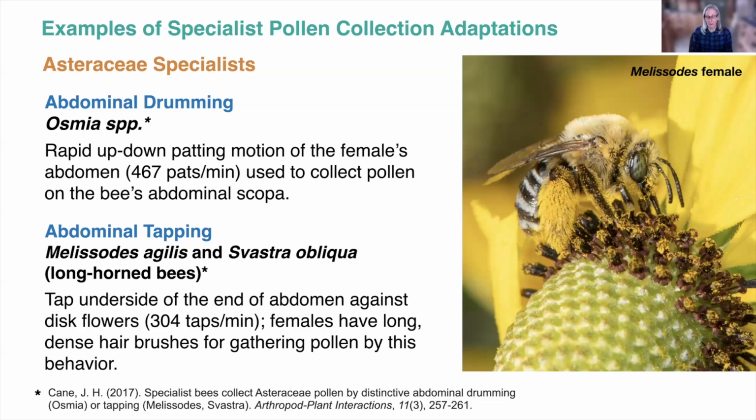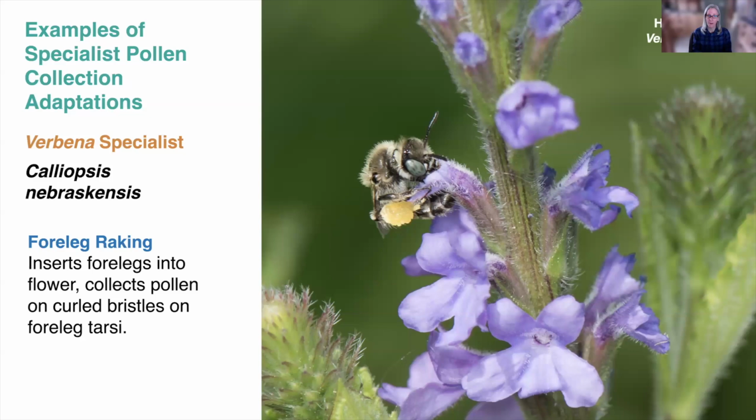Similarly, some of the longhorn bee females in the genus Melissodes and Svastra were tapping the underside of their abdomen, not as frequently as the mason bees. The one pictured here on the slide, as you can see, the longhorn bee females have these very long pollen collecting hairs on their hind legs. And they were able to quickly pat with their abdomen and then transfer that pollen to those dense brushes of hairs on their hind legs. So this is just an adaptation for the females to really effectively and efficiently collect the host plant pollen.